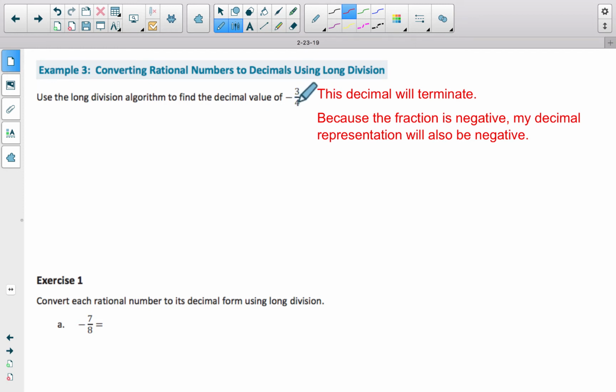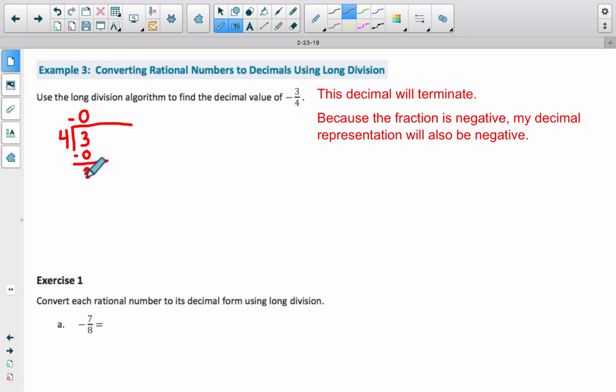Now, remember, this number in the denominator is the divisor. It goes outside. The number that is the numerator is called the dividend, and it goes inside. Okay? Now, I know my whole answer will be negative, so I'm just going to put a negative sign out front here. Now, 4 goes into 3 0 times. Okay? 0 times 4 is 0. You subtract, you get 3.